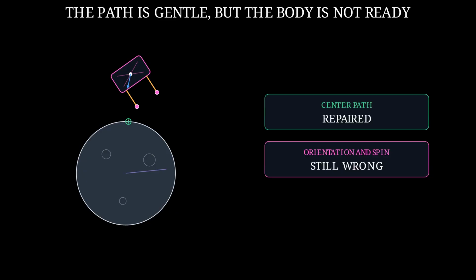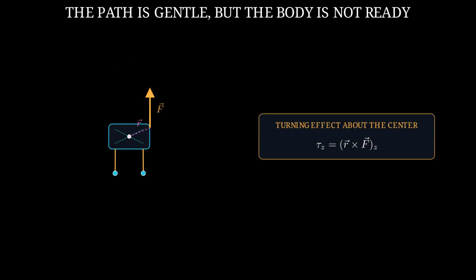The slower center path now reaches the moonlet gently, but the chassis is still tilted and spinning. We need to change orientation without spoiling the repaired path. One thruster pushes at a point away from the center. Its force changes linear momentum, and its offset creates a torque that changes angular momentum. The perpendicular distance from the center to the force line is the moment arm.